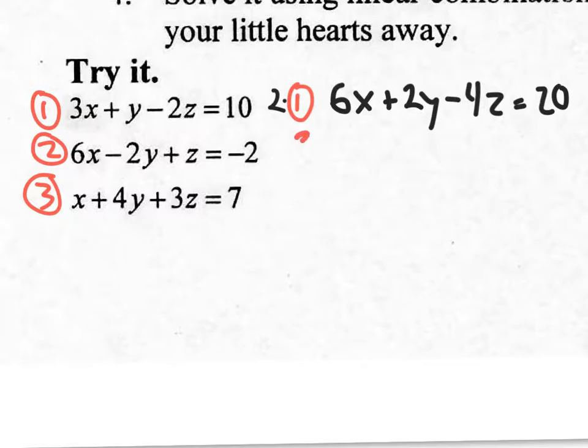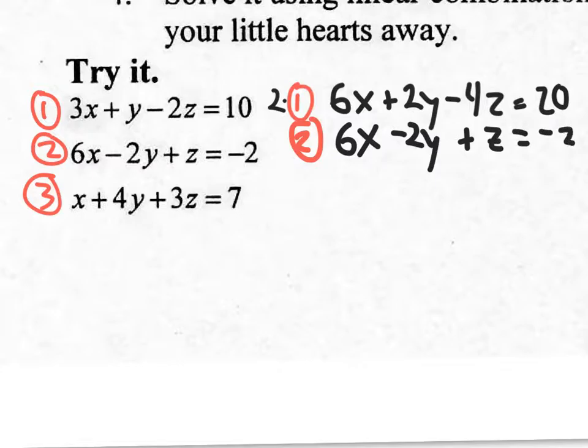So the second one, I'm not even going to do anything to. I'm just going to rewrite 2 right here. It's going to be 6x, negative 2y, plus z equals negative 2. Everybody with me? Yeah. And now we're ready to combine and cancel the y's.